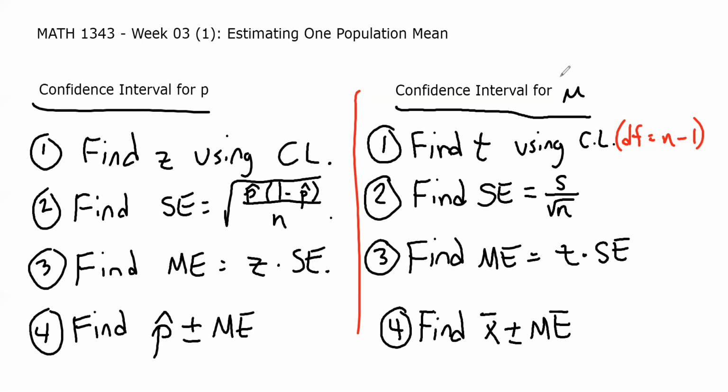So there are a lot of similarities between building a confidence interval for mu versus a confidence interval for p. On the first step, we find t instead of z, which means we need degrees of freedom. Our second step is still to find a standard error, but it's a different formula. Our third step is to still find a margin of error, and it's essentially the same formula, just with t instead of z. And then our fourth step is to build the interval around the point estimate, but because we are estimating mu, the population mean, the point estimate is the sample mean, or x bar.